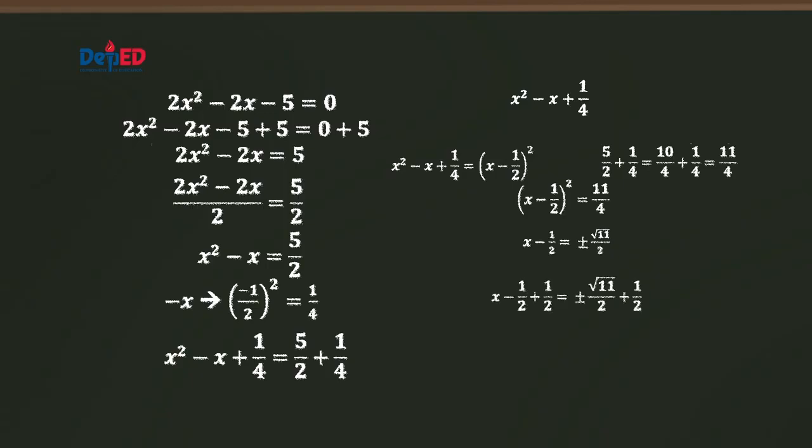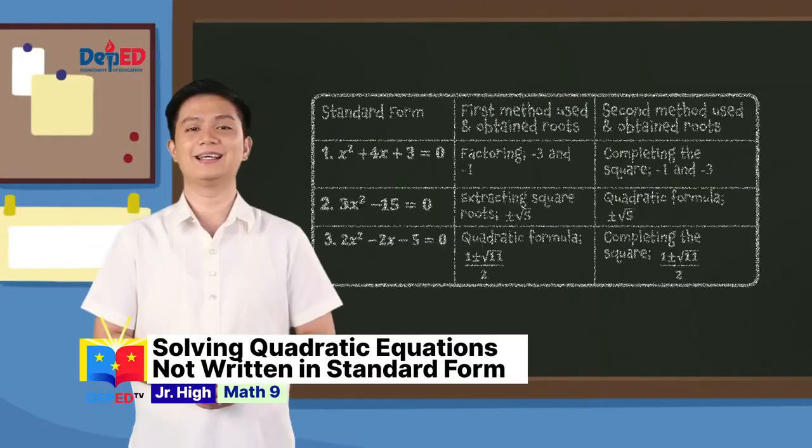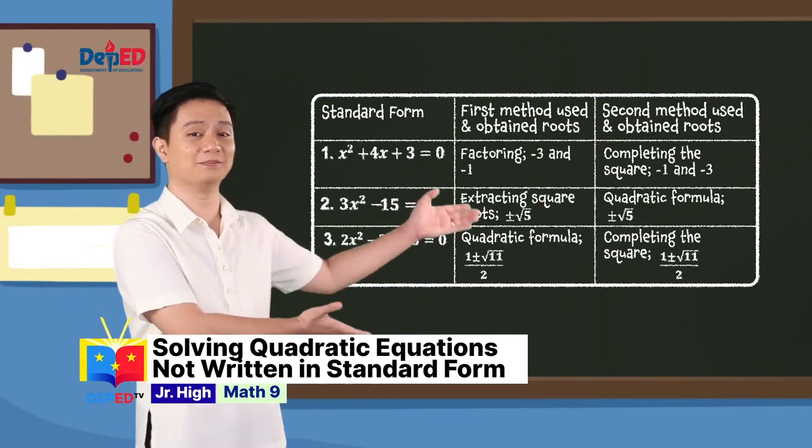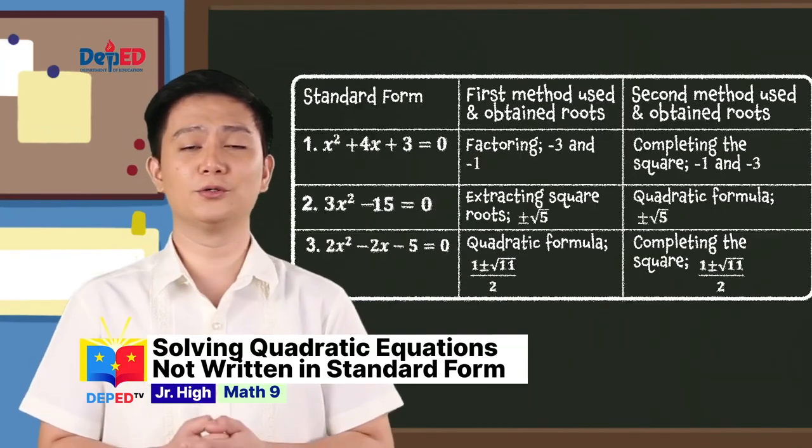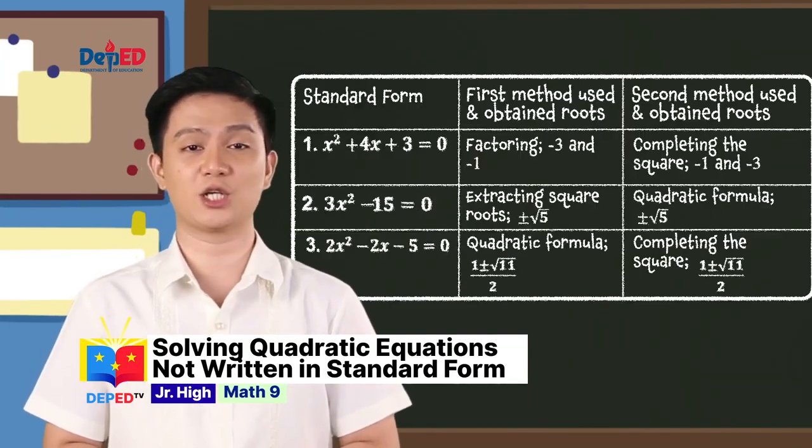So, we increase both sides of the equation by 1/2, arranging the quantities on the right side so that the plus or minus sign separates them. We get that x equals 1/2 plus or minus square root of 11 over 2, which can be expressed as 1 plus or minus the square root of 11 all over 2, since the two quantities have the same denominator. Let's record this in the table. And again, the roots obtained using the two methods are just the same.